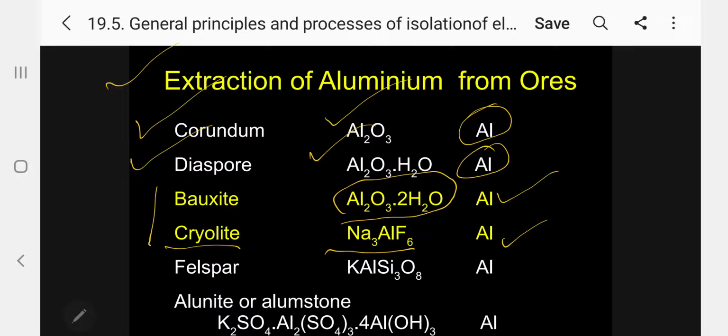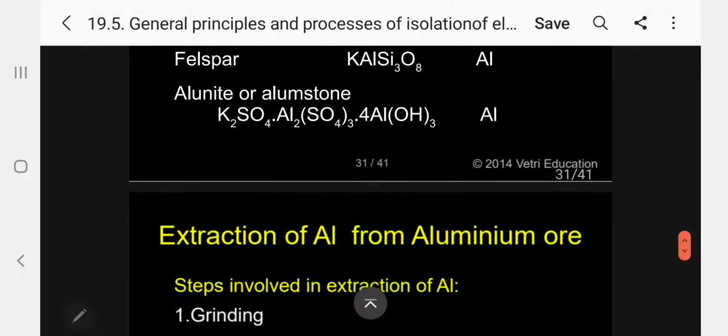This is the halide ore. Feldspar, this is the silicate, KAlSi3O8, again aluminium can be extracted. Kindly follow. That is alunite or alum stone, another one, K2SO4.Al2(SO4)3.4Al(OH)3. Again, aluminium can be extracted. But we are using either bauxite or cryolite in this case. Let me explain.